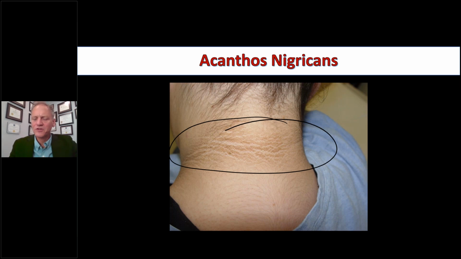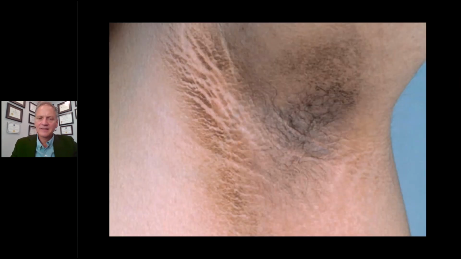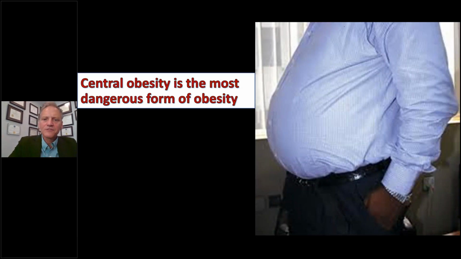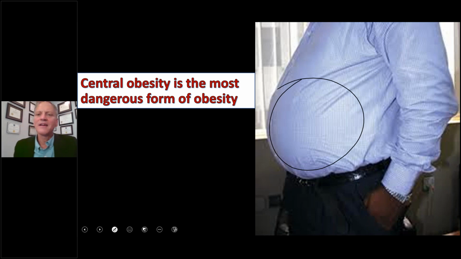As you check people, you'll start seeing these patterns emerge. That's in the axilla. This fat gathers in the tricep compartments. It's also insulin resistance. That's central obesity. If you have central obesity like that, this is an estrogen factory for this guy, unfortunately, but it is also a sign of insulin resistance.